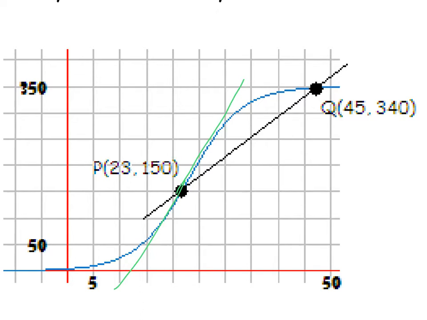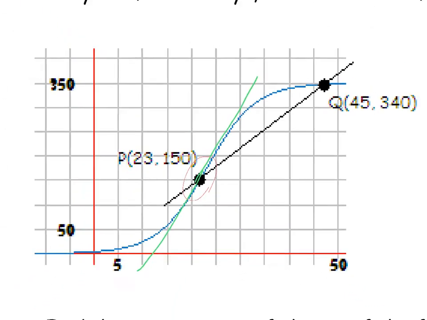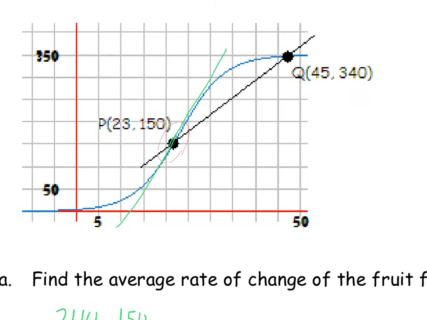But in any case, a tangent line. Remember, at places close to the point of tangency, like right here, your tangent line needs to look just like the curve. So I'm trying to make the green line look like the blue. And then, if the green line looks like the blue, then the green line is a good representation of the slope at the point 23.